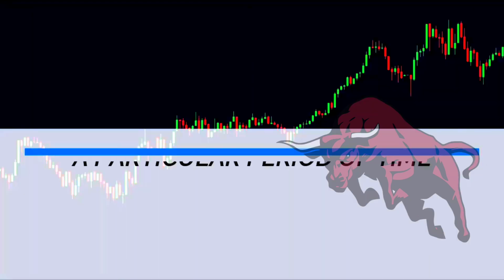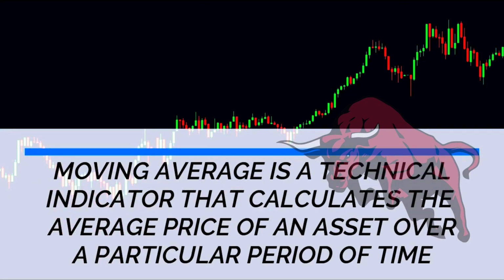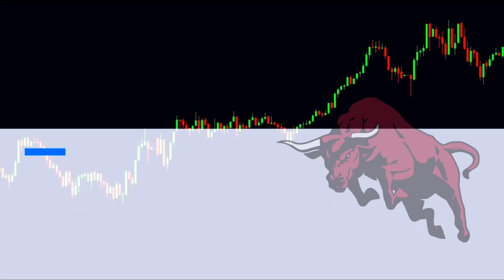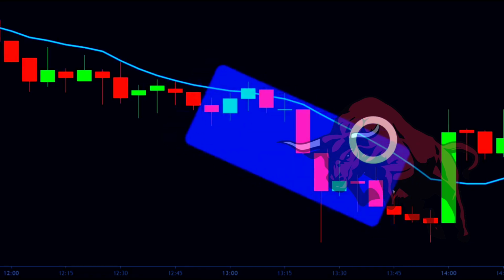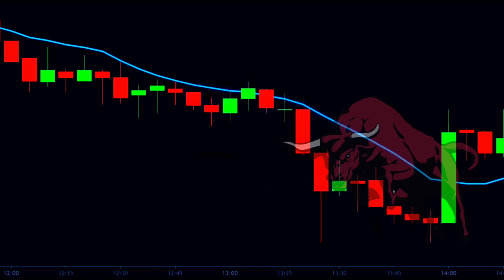Now, a moving average is a technical indicator that calculates the average price of a stock over a particular period of time. This means that a 10-period moving average will show the average close price over the last 10 candles. If you have seen my previous videos, you know how much I love the moving average.